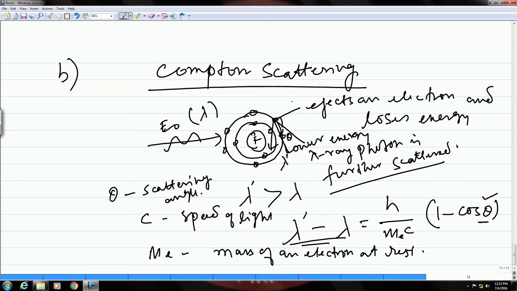So, if E amount of energy is being absorbed by the ejection of the electrons, then the remaining energy is E minus E naught. So, this energy shift, as I told, will depend on the scattering angle.